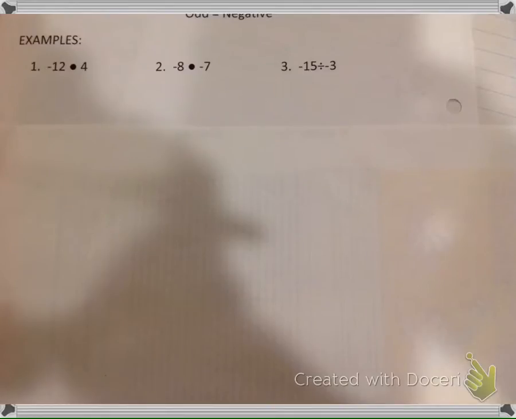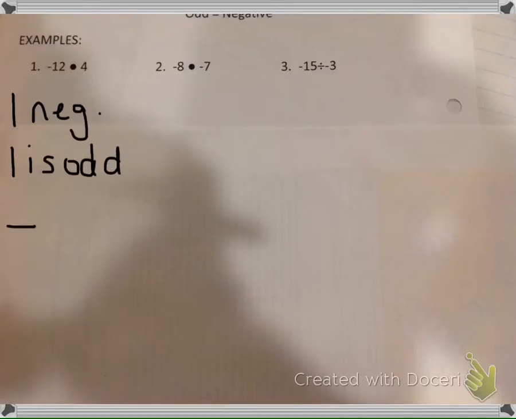Example number 1, you have negative 12 times 4. Well, you have 1 negative, right? And 1 is odd, so your answer is going to be a negative. And then you just do the multiplication. You need to know your multiplication facts. 12 times 4, you should know right off the top of your head, is 48.